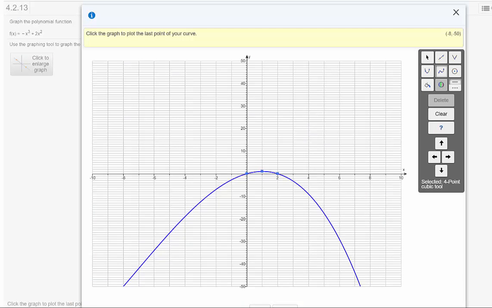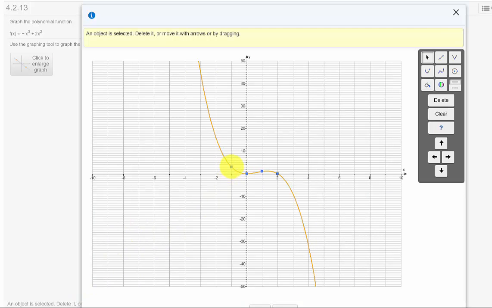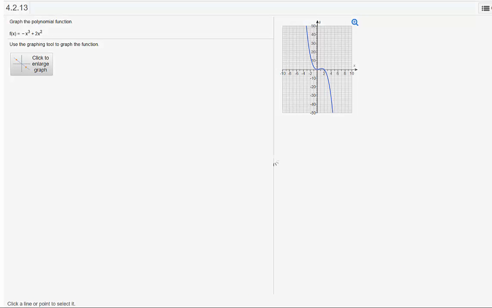I'll go back to the graph. We're going to plot the point negative 1, 3, and you should be done. You should be able to save that. You should be able to check your answer, and it should work out just fine.